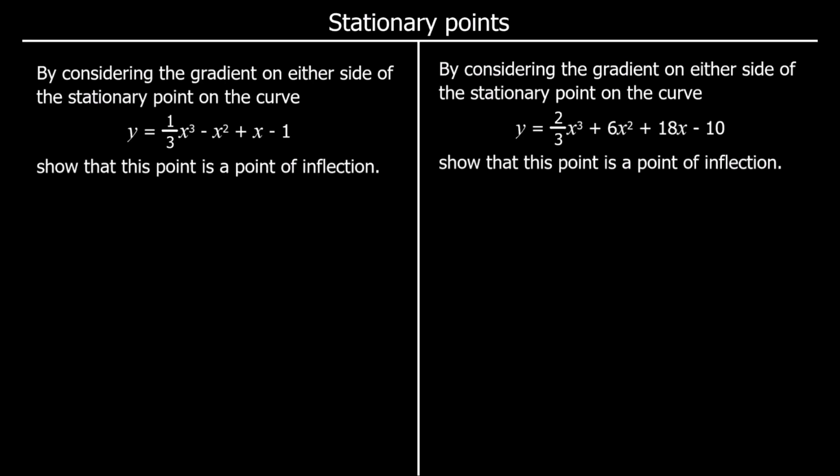This one says, by considering the gradient on either side of the stationary point, show that this point is a point of inflection. So let's find the stationary point first. The stationary point is where the gradient equals 0. So that's times by the power, take 1 off the power. 3/3 is 1, so we've just got x squared minus 2x plus 1. So that is our gradient function. We want to know where it's equal to 0.